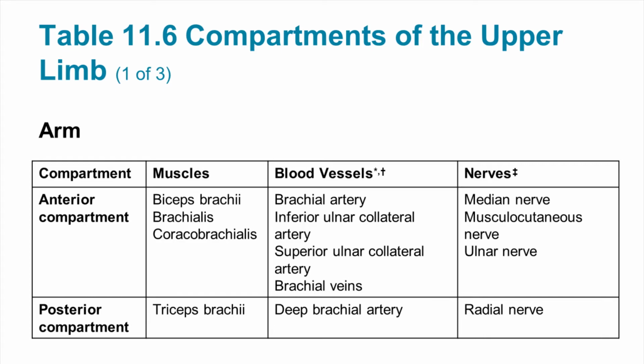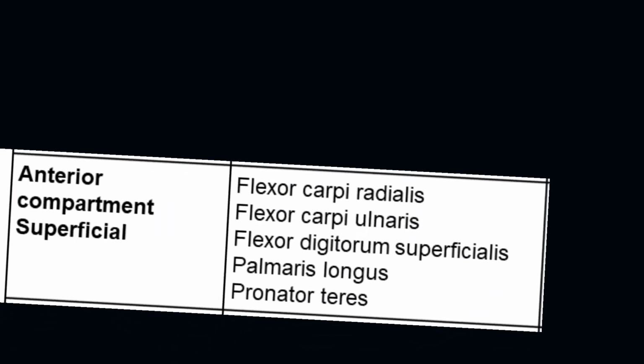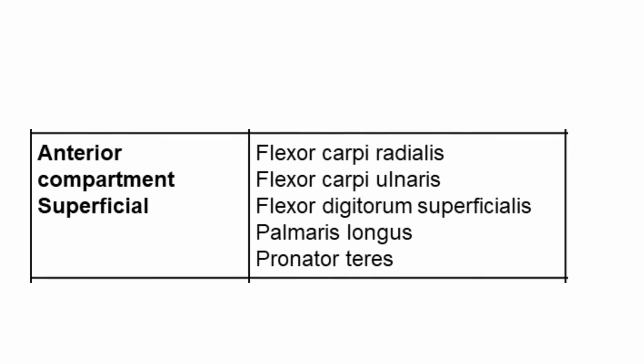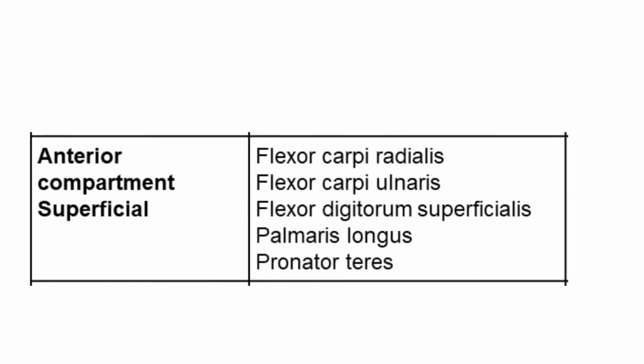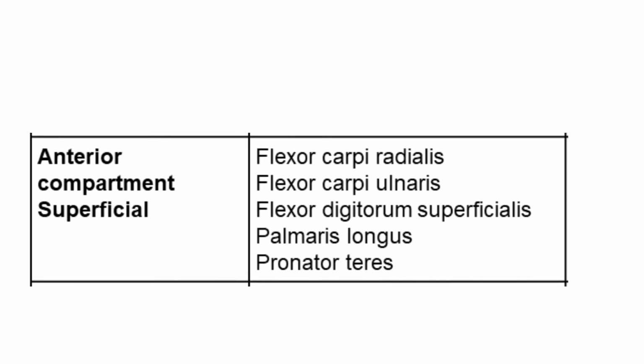The anterior compartment holds the biceps brachii, brachialis, and coracobrachialis muscles. The posterior compartment houses the triceps brachii. The forearm is divided into 4 compartments: the superficial anterior compartment, the deep anterior compartment, the lateral compartment, and the posterior compartment. The superficial anterior compartment includes the flexor carpi radialis, the flexor carpi ulnaris, the flexor digitorum superficialis, the palmaris longus, and the pronator teres.